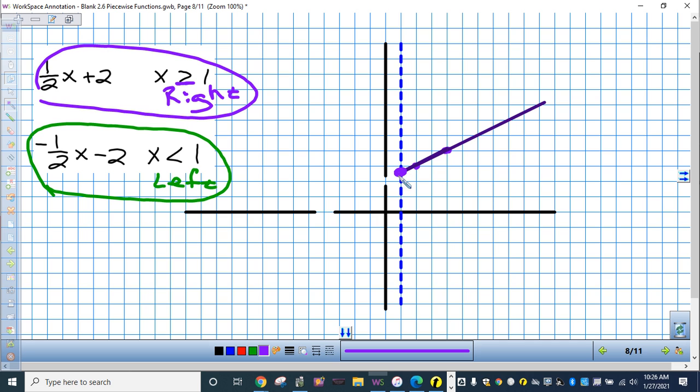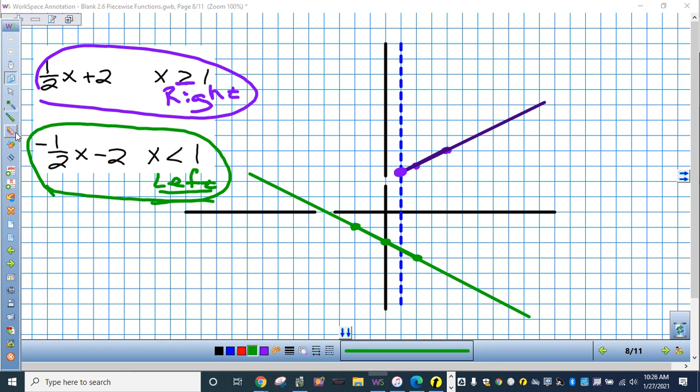Okay, so that's the purple one. The green one, I start at -2, and I go down 1, right 2. I want to graph this one on the left side of that line, so I'm also going to go up 1, left 2. And again, if you like this method of drawing the whole line and erasing after, do it. That's fine. So I graph this one on the left side of that line, which means I want to erase the right side. And I need a big fat open dot because there's no equal to right there on the green.